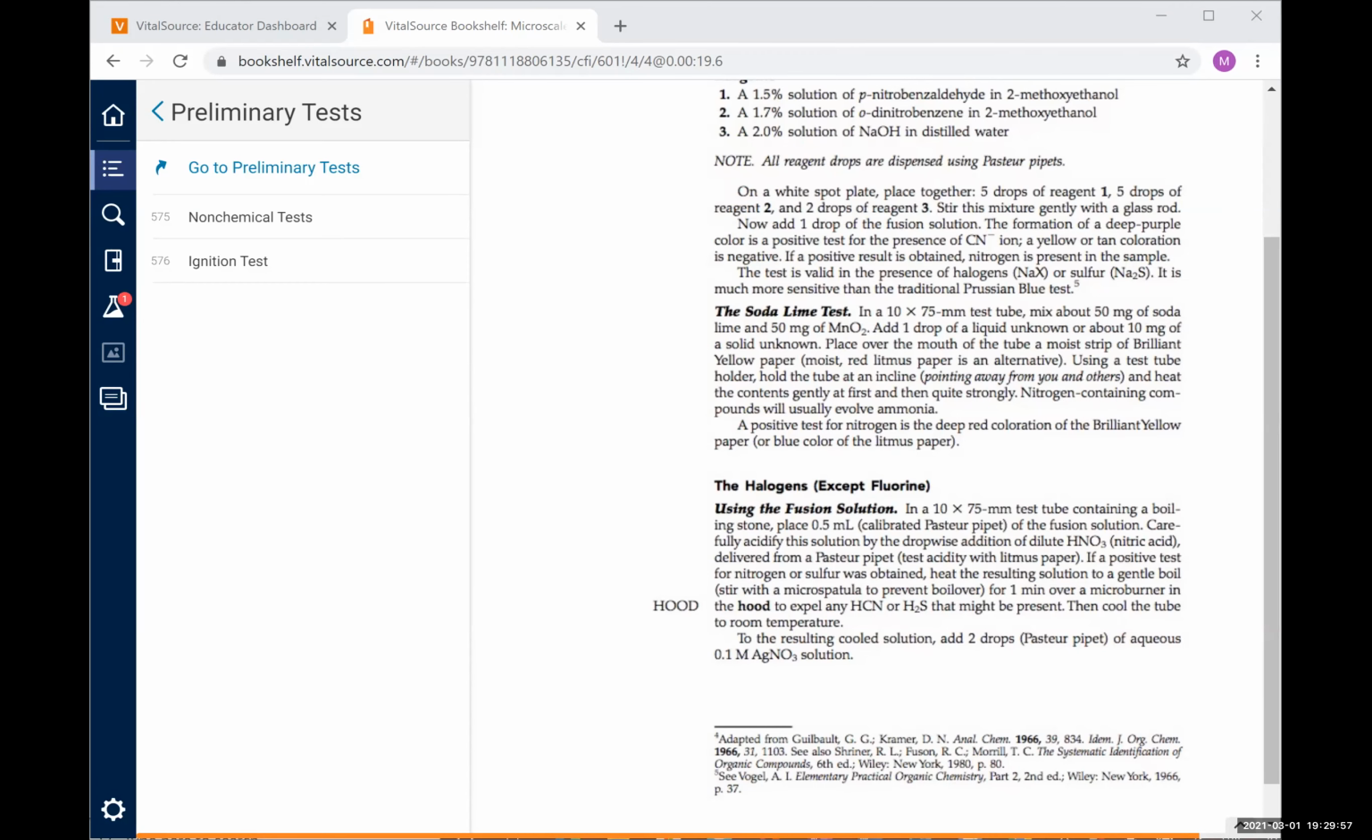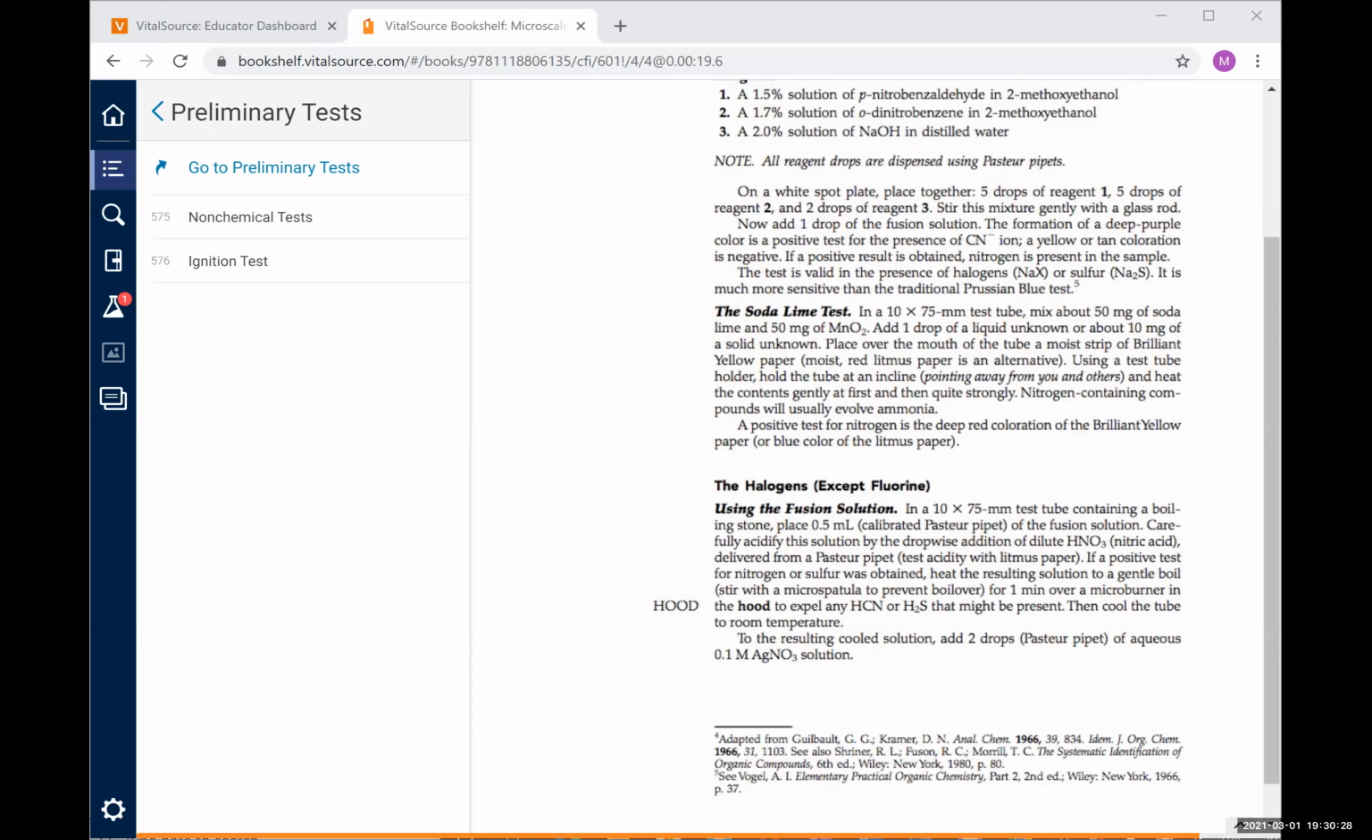So nitrogen-containing compounds in the sodium fusion test, and the soda lime test for that matter, will evolve ammonia. And as a result, by detecting the presence of ammonia generated over the course of this reaction, we can in turn determine whether or not our compound had nitrogen and whether or not we have an amide present.